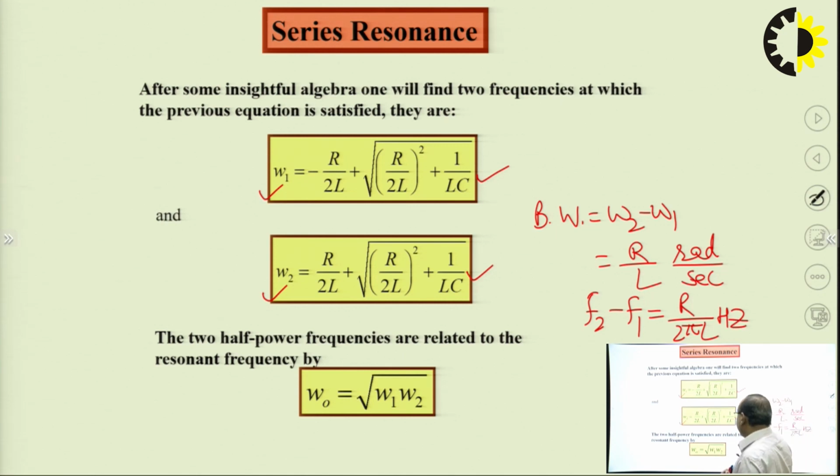Other than this, we can also find that if we take the geometric mean of omega 1 and omega 2, then this is equal to omega naught, which is the resonance frequency of the series RLC circuit. If we multiply omega 1 and omega 2 and take the root of that, that becomes the resonance frequency. Or in other words, we can say that the resonance frequency is the geometric mean of the half power frequencies.